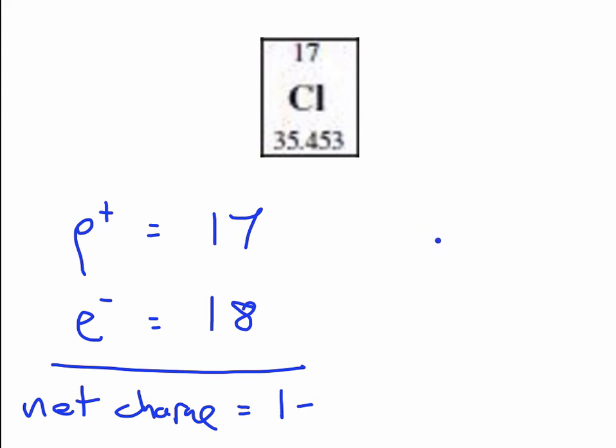And we call this an ion. Okay? And not just any kind of ion, we call it an anion. Okay, and I always just remember that little N for negative. That's an anion.